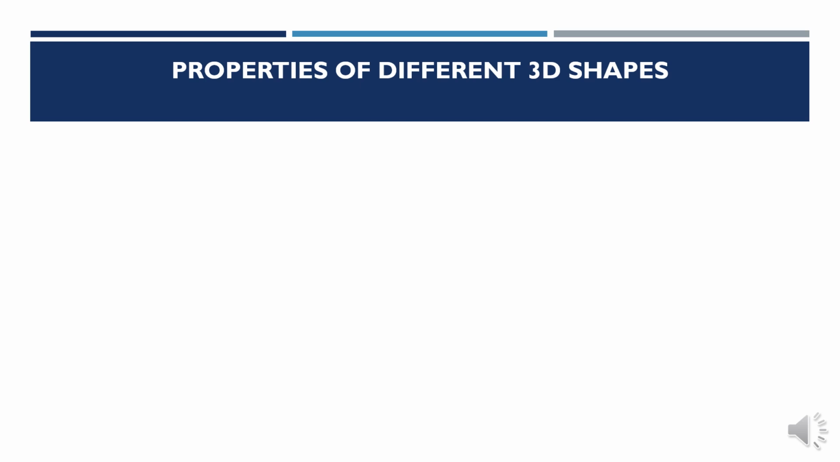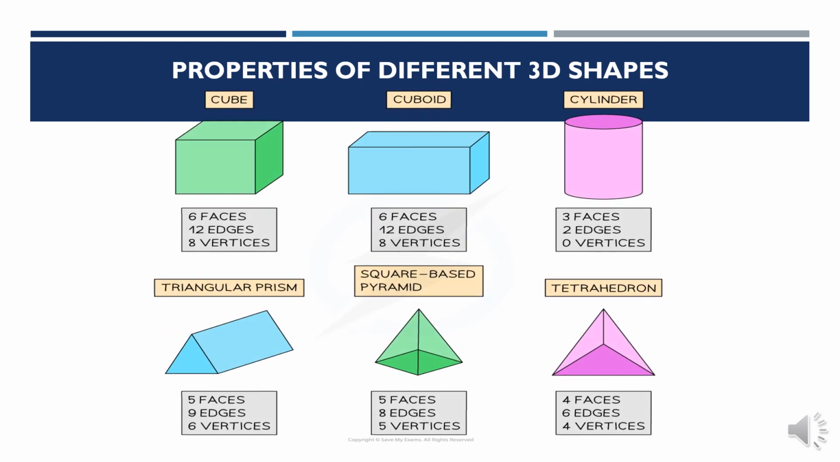Properties of different 3D shapes. We are going to talk about the properties of cube, cuboid, cylinder, triangular prism, square-based pyramid, and tetrahedron. In a cube, as I told you, there are different squares that are making a cube. So how many faces does a cube have? A cube has 6 faces. 3 are in front of you and 3 are just at the back of these 3.